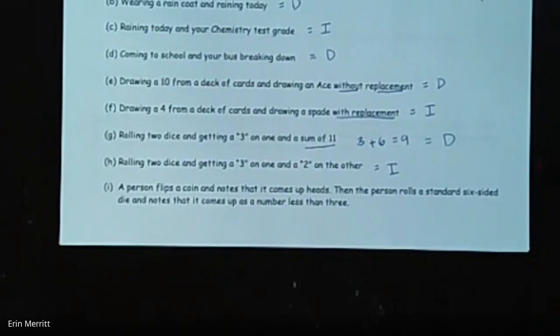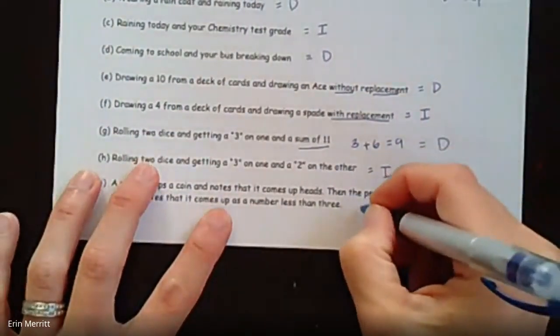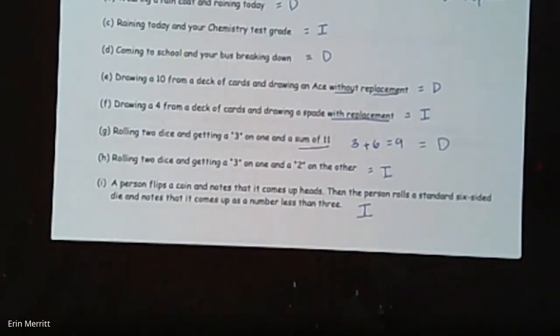Last one. A person flips a coin, notes that it comes up heads. The person rolls a 6-sided die, notes it comes up a number less than 3. Those have nothing to do with each other. One is not going to affect the other. Those are independent. So you just have to start thinking, does one change the other? Does it not?